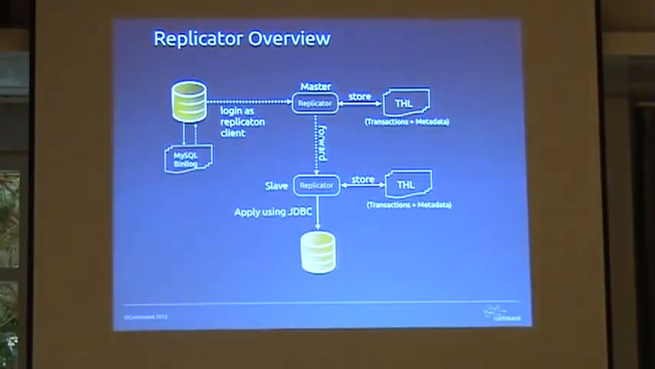On the slave side, there is also a replicator which pulls the events. It can restart on any position needed. It also has its own THL, transaction history log, in which the transaction is saved. And finally, the slave applies to the underlying database. Any replicator can be master and slave at the same time. So if you have a slave, you can actually connect another slave off this slave and replicate. It doesn't matter whether it's master or slave.